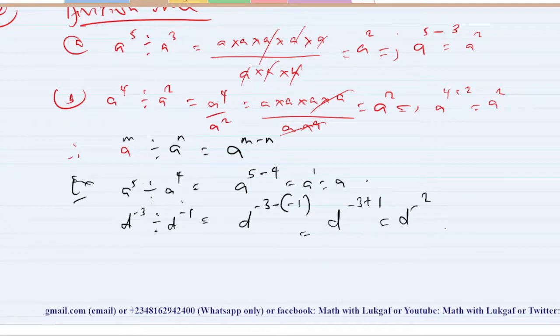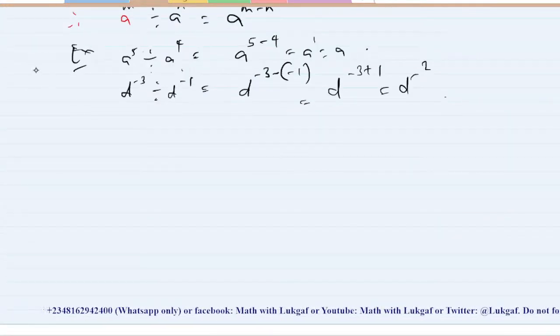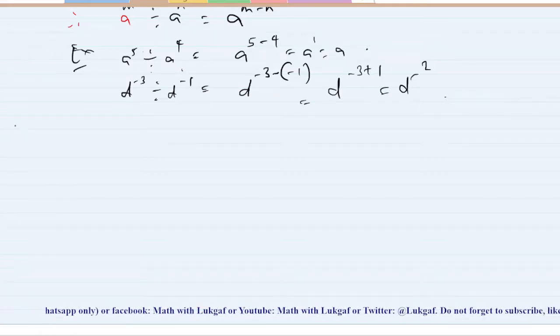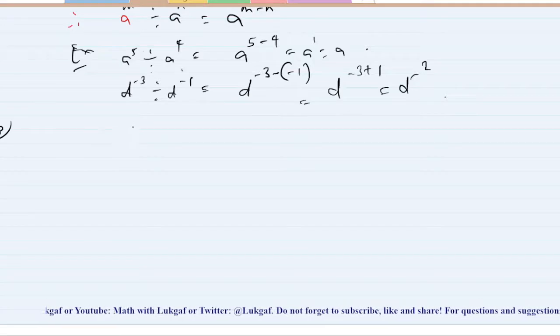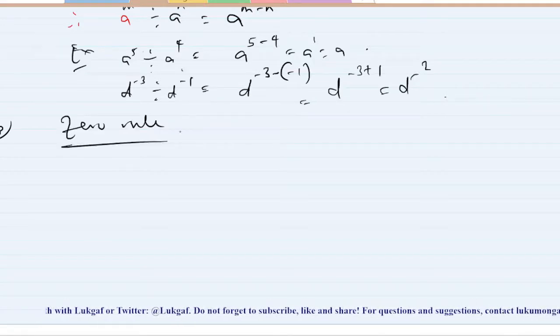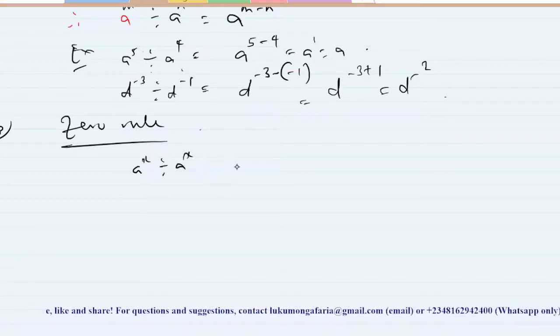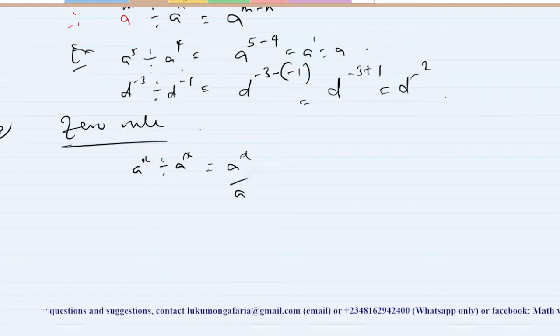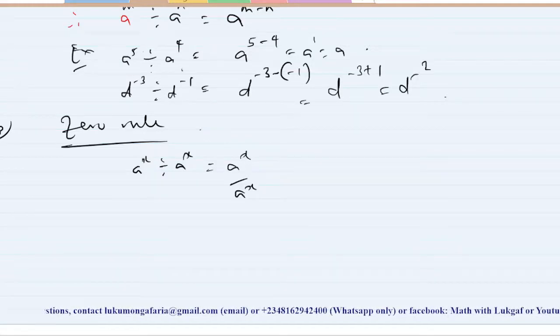Okay, now let us move to the next one. The next one is zero index. So that's zero index. Number 3, the next rule is zero index. Okay, let's say for example, if I have a raised power x divided by a raised power x. You know a raised power x over a raised power x is 1 actually, right?